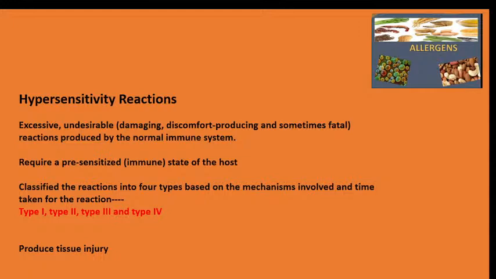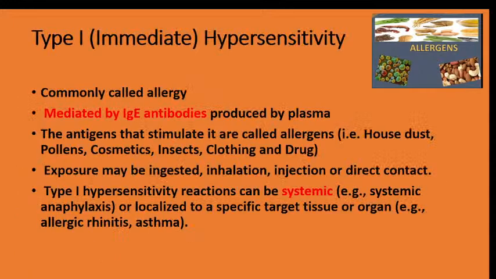It causes tissue injury in these organisms. Let's see one by one. Based on the cells which are involved, it is divided into different types. First is type 1 hypersensitivity. Type 1 hypersensitivity is called immediate hypersensitivity because it is mediated by IgE.